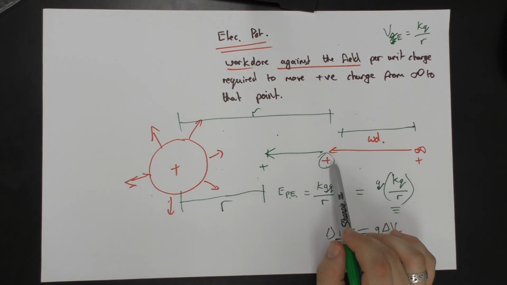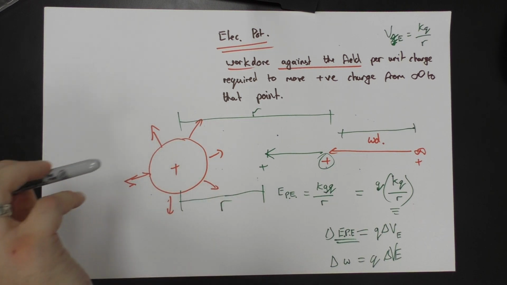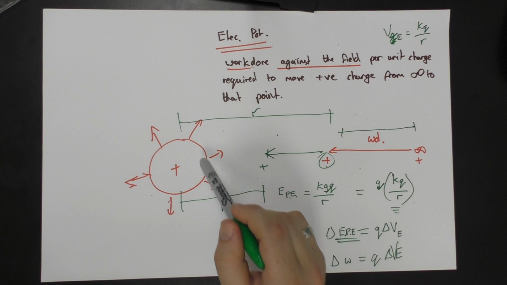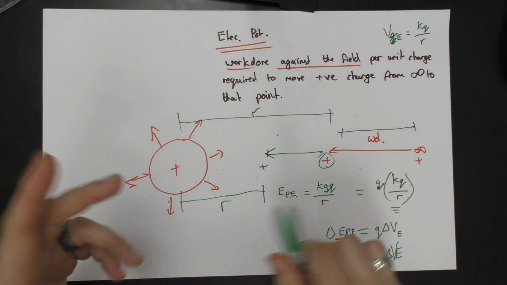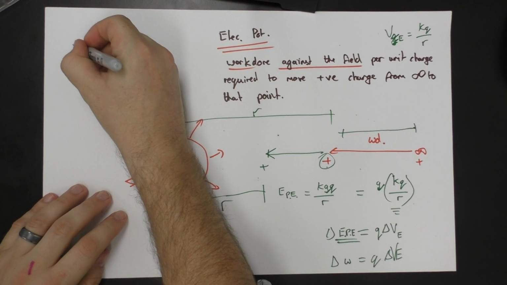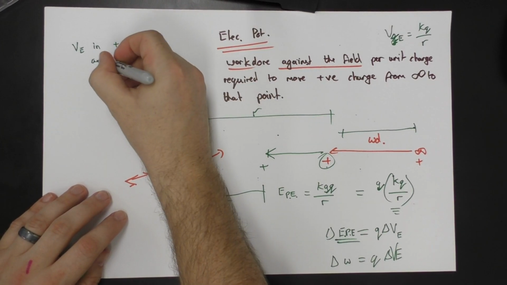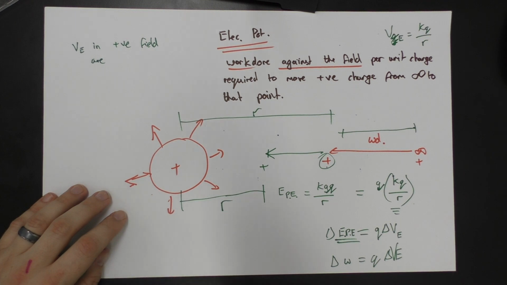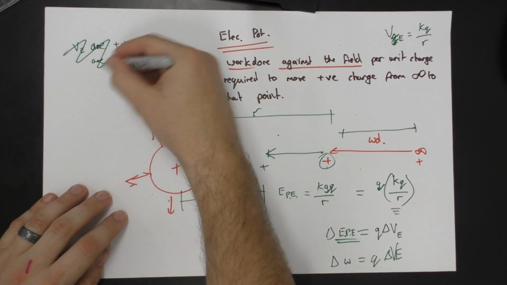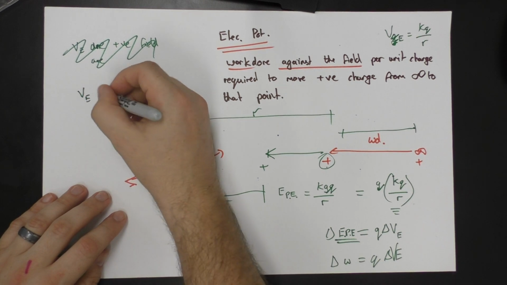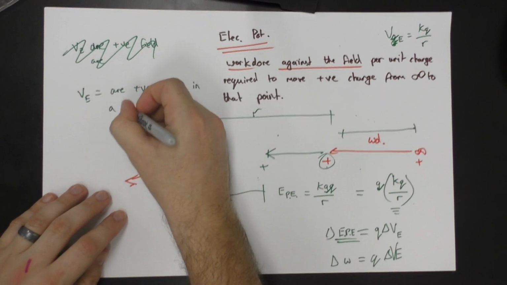Now, I mentioned before that these aren't necessarily positive or necessarily negative, because in this case, the force is acting to push it away. So we are having to put work in to make this happen. That means that potentials in a repulsive field are positive. So we can say V_E are positive when in a repulsive field.